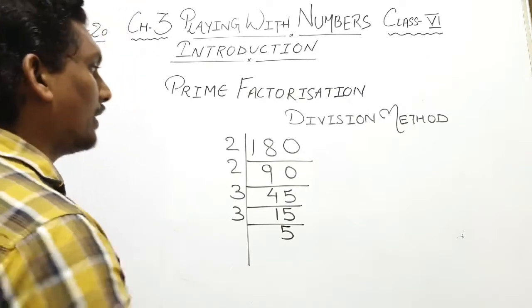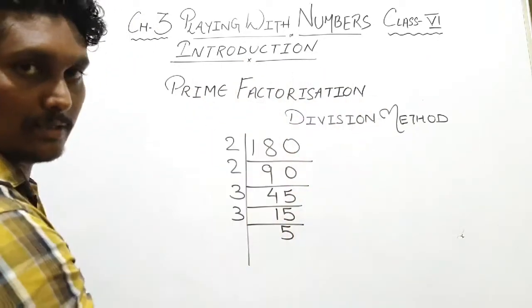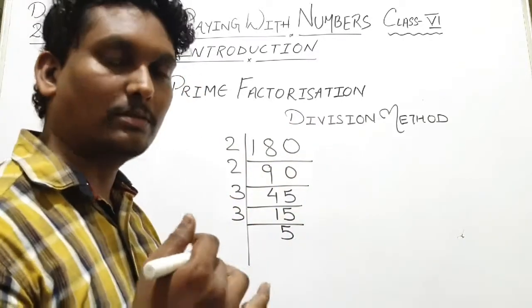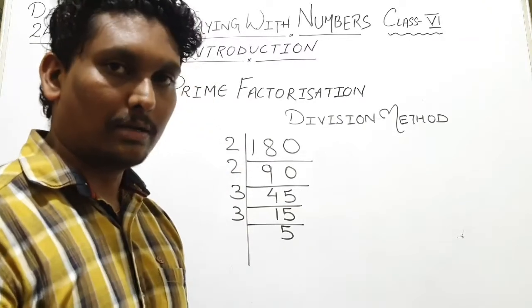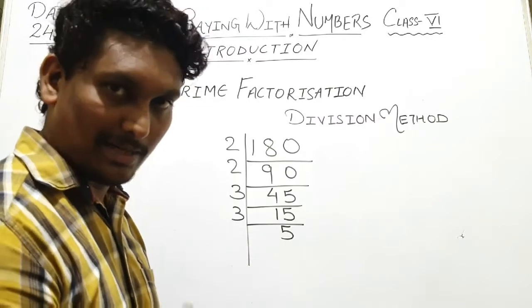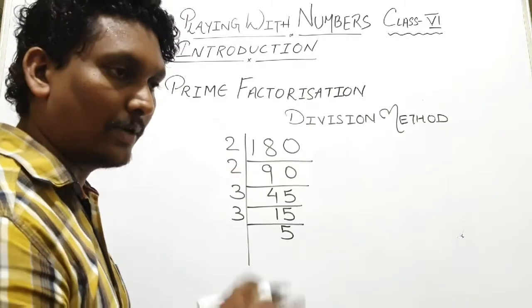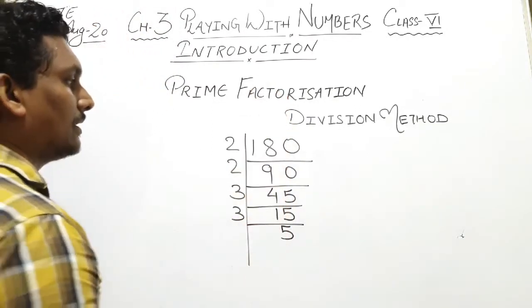Okay, so in the prime factorization division method you have to do it like this. If the tree method is asked, it will be given in the question paper that you have to do it in a tree method; otherwise you have to do it in the division method. If nothing is mentioned about the tree method, you have to do it like this, the division method.